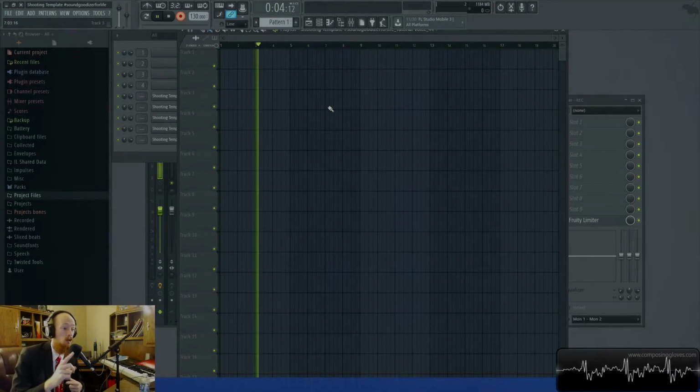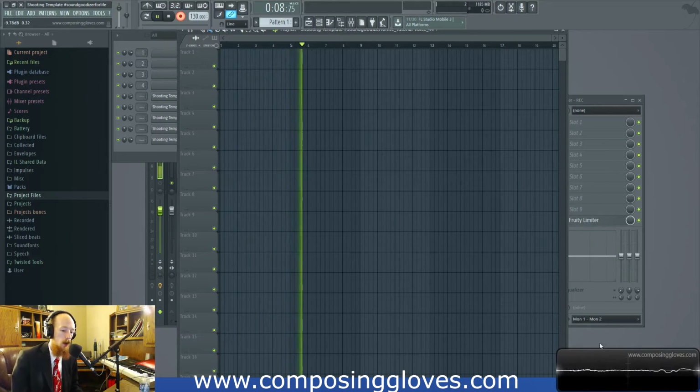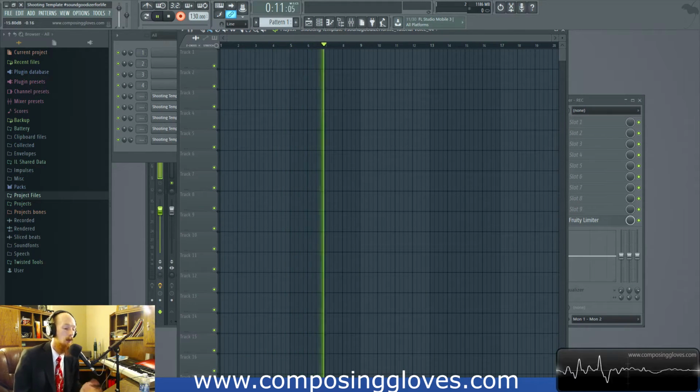Hey, Composing Gloves here, and today we're going to be looking at waveforms and understanding what they are going to sound like. How do you make meaningful moves on these waveforms? I look at these and wonder, how do I make sense of what I'm seeing here?